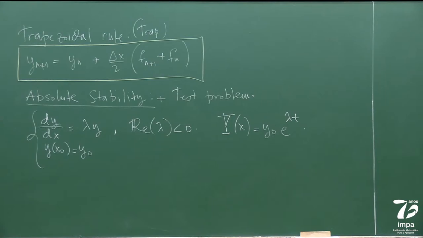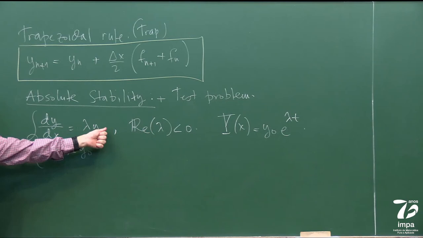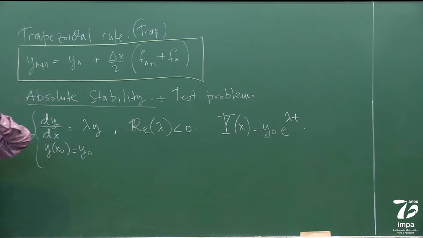Why this test problem? Because this test problem tells us if the real part of lambda is negative, the solution should decay in time. It might oscillate, depending on the imaginary part, whatever, but it should decay in time, OK? And if the numerical method doesn't do that, whoop, there's something wrong, OK?